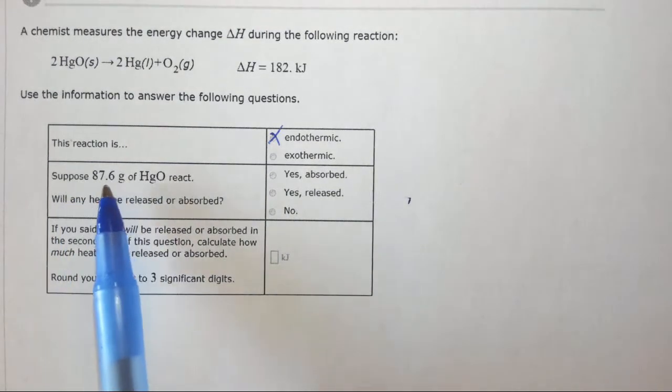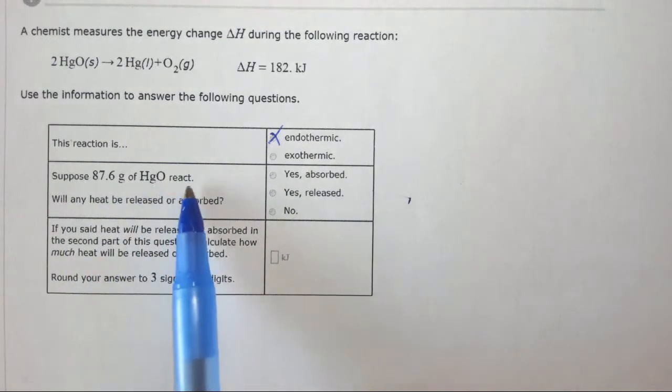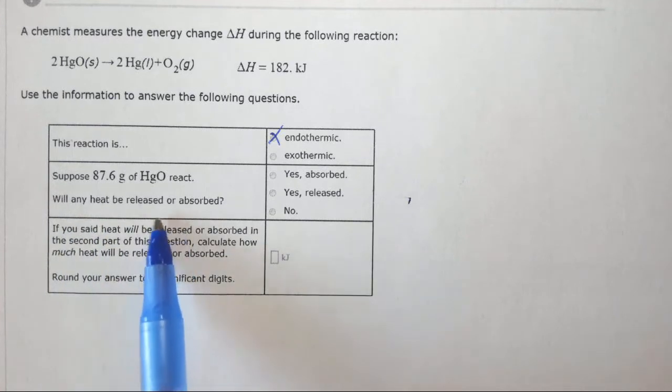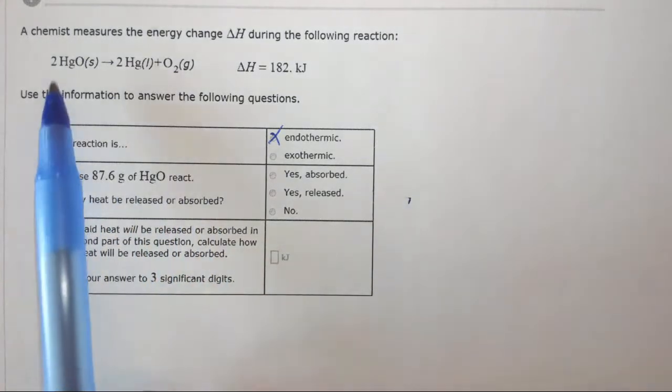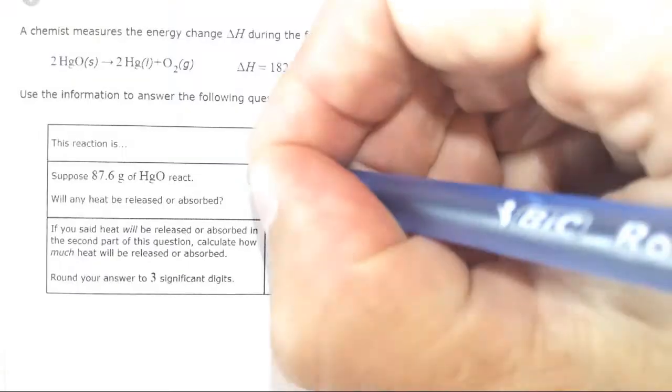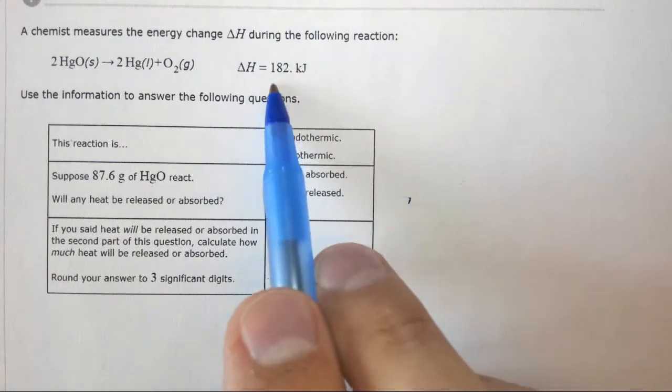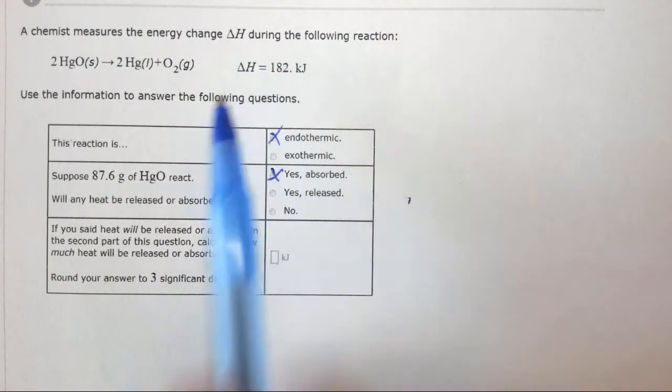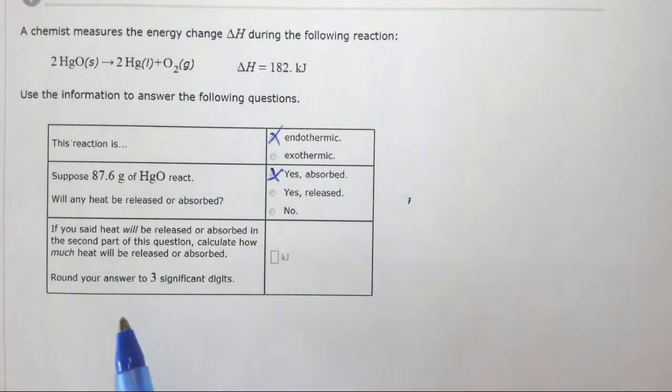So now it says, suppose 86.7 grams of mercury(II) oxide react. Will any heat energy be released or absorbed? Yes, if any amount of mercury(II) oxide is reacted, heat energy will be absorbed because delta H is positive. In the last question, it asks us to calculate the exact amount.